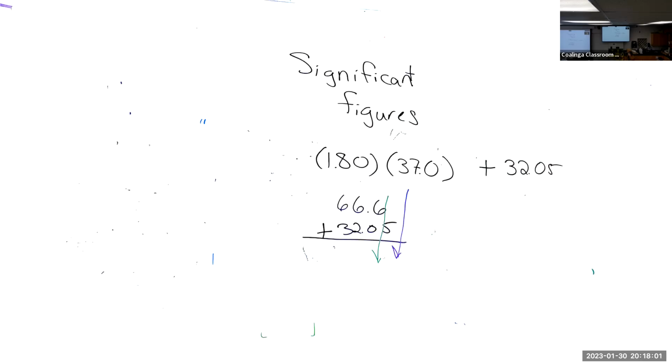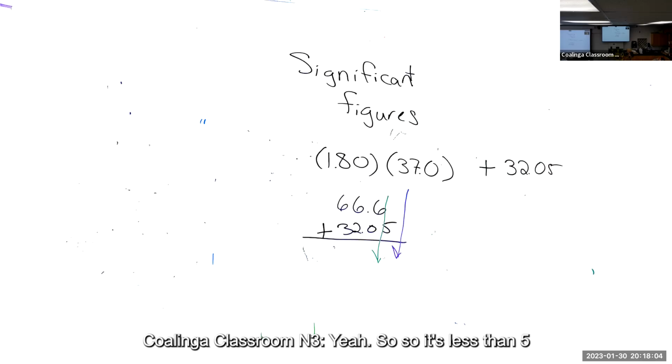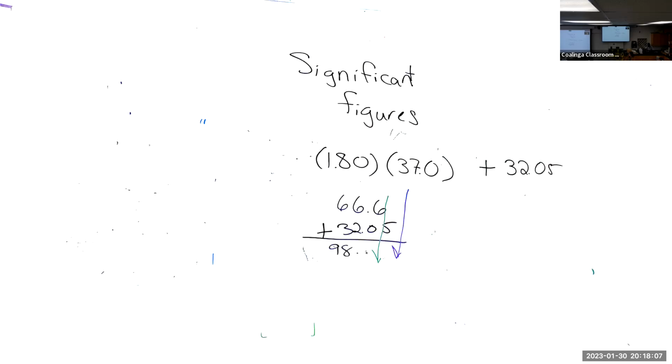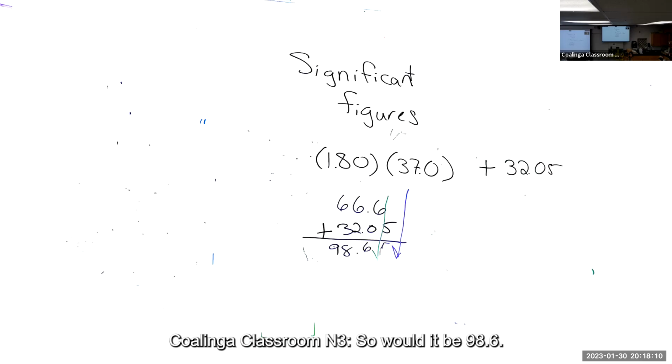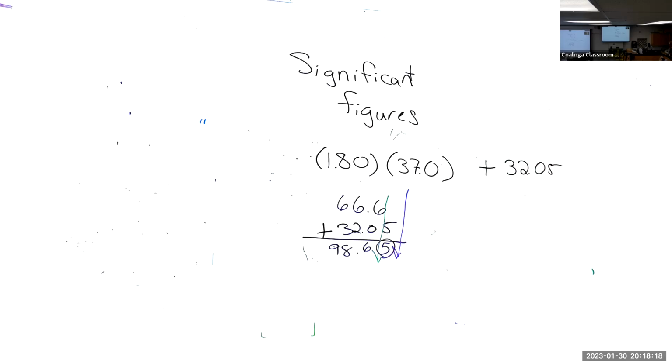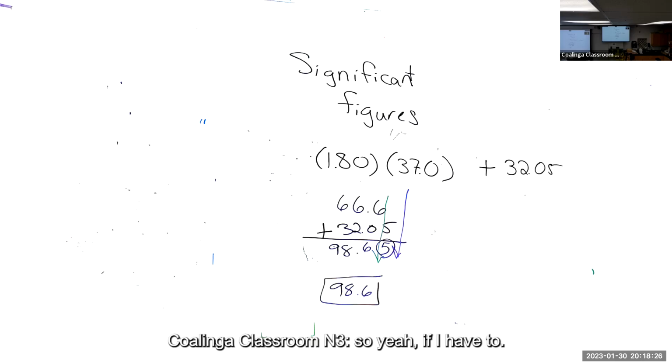Right, it's the 5. Yeah, so it's less than 5. So we use this. Would it be 98.6? No, it's just 98.6. So yeah, the 5 is dropped off. Remember, because it's 5 exactly, you're not going to round it up, you're going to leave it alone. So you leave this part alone, and the 5 will become 6. It's that teeter-totter, right there.